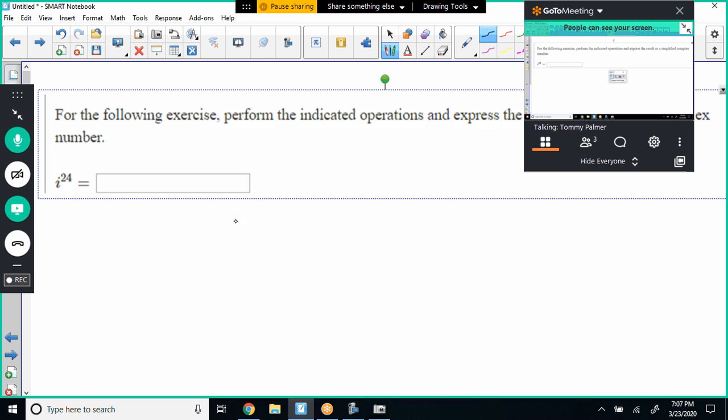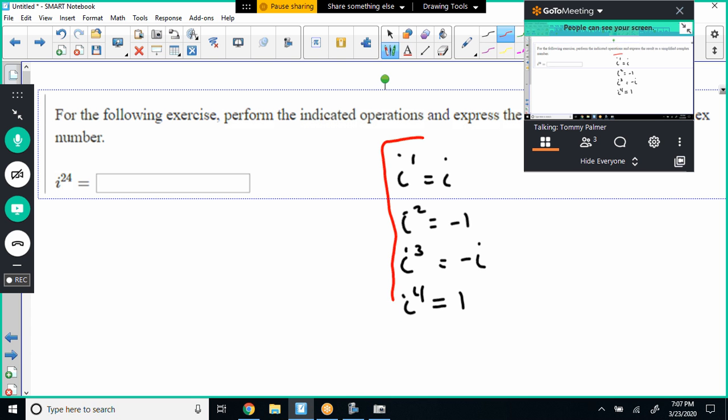So first thing we have to understand is this: i to the first is nothing more than i. i squared is -1. i cubed is negative i, and i to the fourth is nothing more than 1, right? So here, this little thing we've got right here, this is the whole kind of key that we'll use, all right? So we need to express i to the 24th as one of these particular items right here. It needs to be one of these that I'm highlighting, okay?